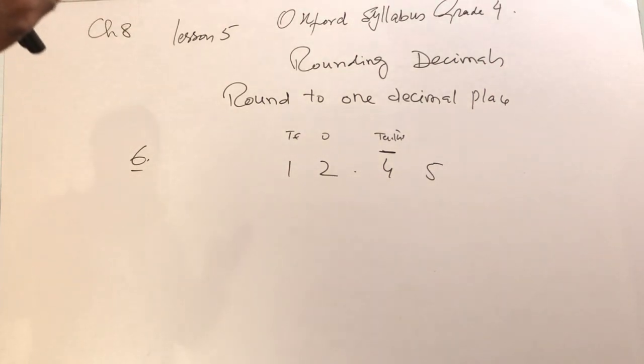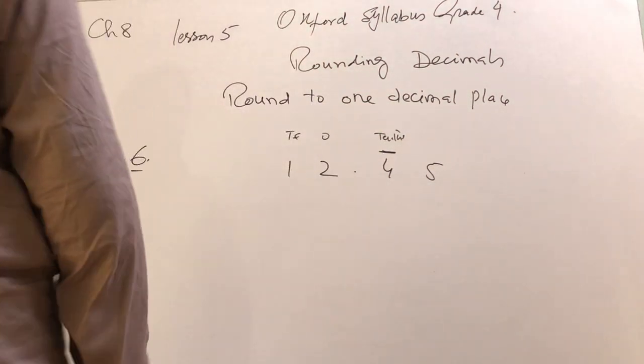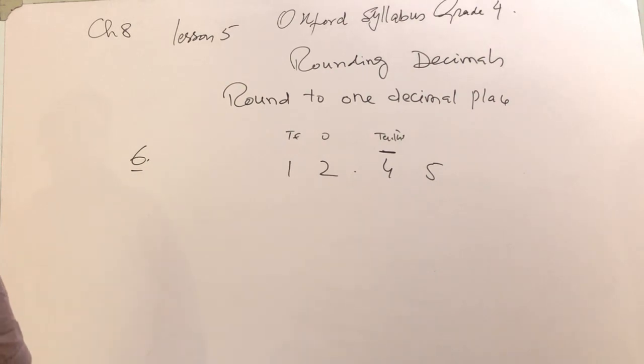Rounding off to the nearest one decimal place, and rounding off to the nearest tenth, both are the same. I will repeat again. If the question says rounded to one decimal place, and if the question says rounded to nearest tenth, both statements are the same. Here we need to round it off to one decimal place.